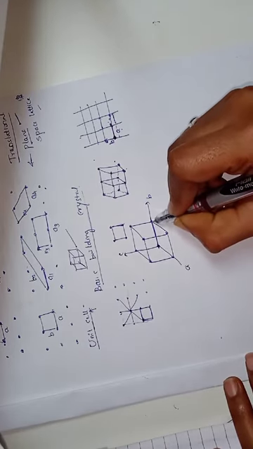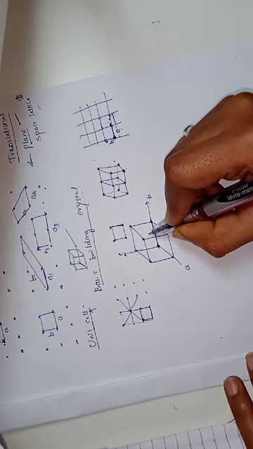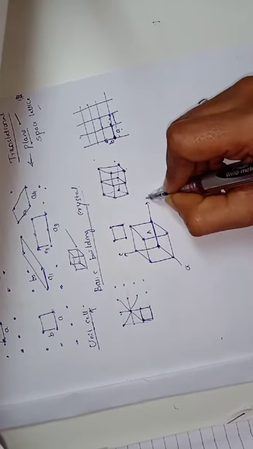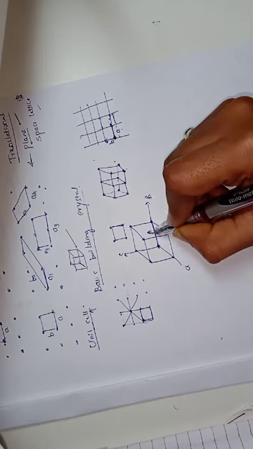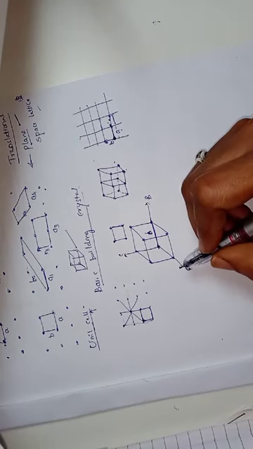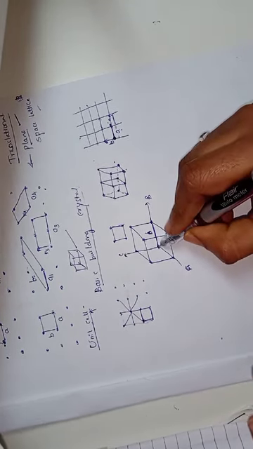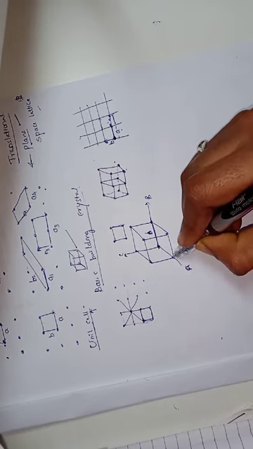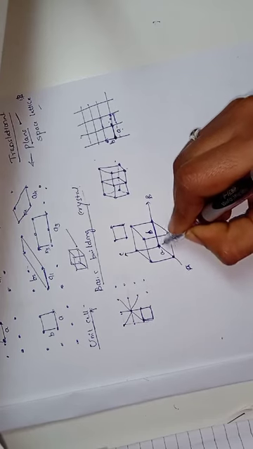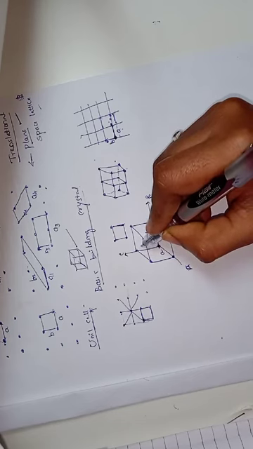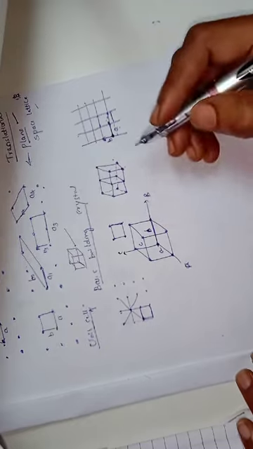From this lattice point to this lattice point, the crystallographic axis in the B direction, the length is B. This is the unit length B. In the axis of A, from this lattice point to this lattice point, the unit length is A. In the direction of C, the unit length is C. This is what we learned.